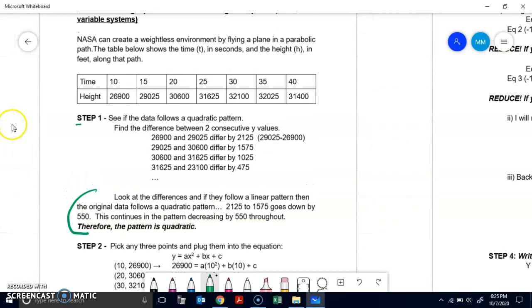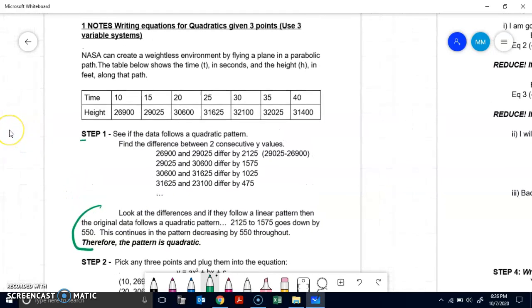So, lesson for Tuesday, 10-13. We're going to be learning how to write equations for quadratics given 3 points, and we're going to be using a 3-variable system to do that. Now the first thing that we have to do is establish a pattern.